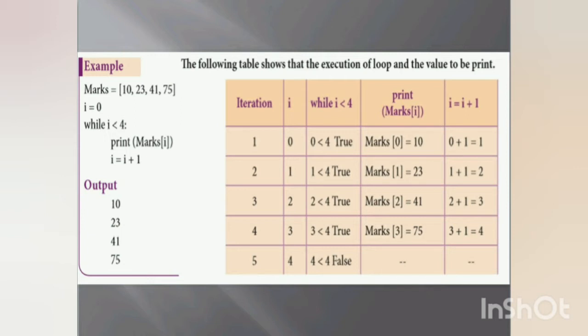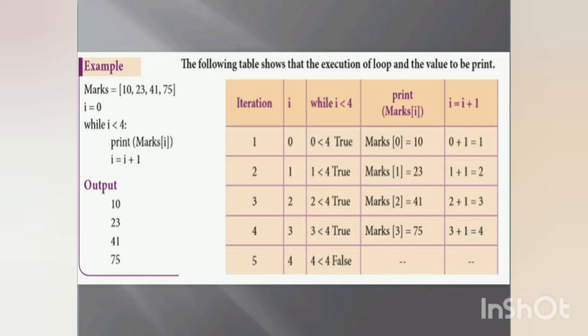So in the second iteration, I is equal to 1. It will check the condition: 1 is lesser than 4. Yes, the condition is true. Then the print statement will execute, that is marks of I, where the I value is now 1. Marks of 1. What is in the marks of 1 position? 23. So 23 will get displayed. The next statement is increment. I is equal to I plus 1, that is 1 plus 1, that is 2. Now the I value becomes 2.